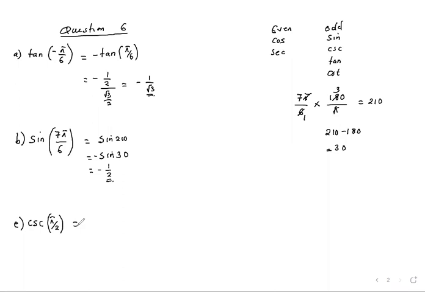Okay, what about cosec 90? Cosec 90 is 1 over sine 90. But sin 90 is 1. So we'll get 1. Very, very easy. Okay, it looks like this question has become too easy. So let's move to question 7.